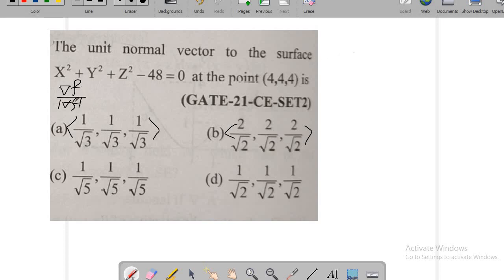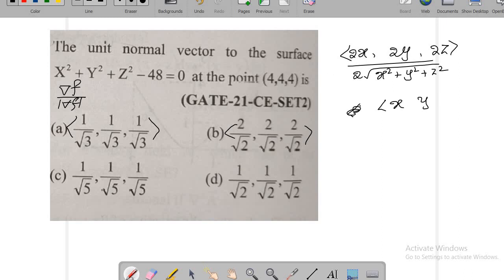So first you find what is the normal vector. This is 2xi and 2yj and 2zk, isn't it? And dividing with its magnitude, that is square root of, 2 can be taken out, you'll get x square plus y square plus z square. 2 can be cancelled, so in the numerator you have x, y, z, whereas in the denominator square root of x square plus y square plus z square. But you know what it is? It is actually equal to 48. And you substitute this point 4 4 4.